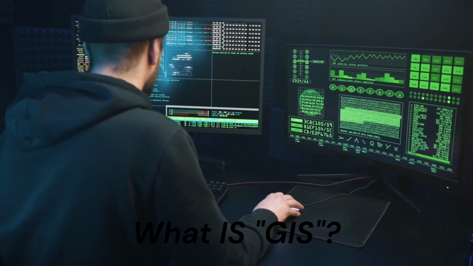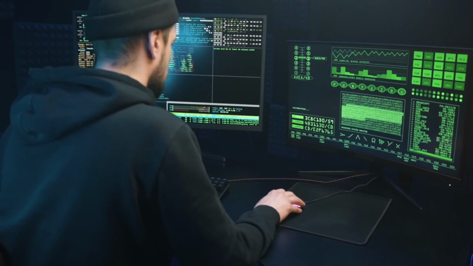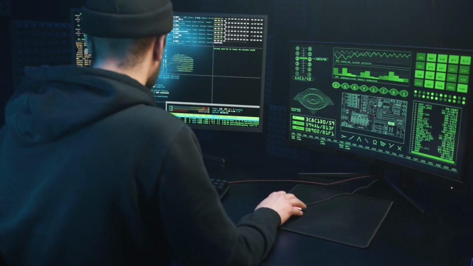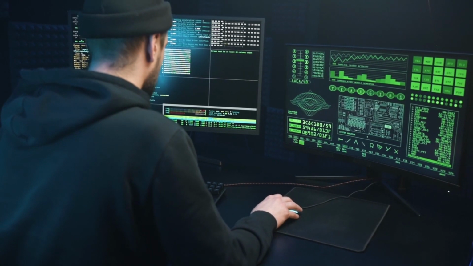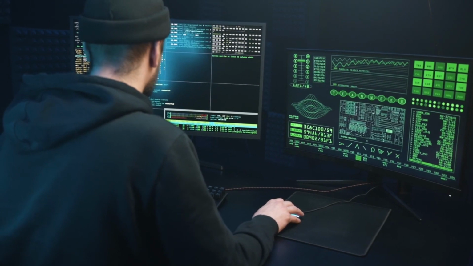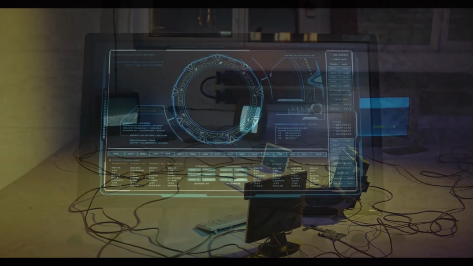What is GIS? A Geographic Information System, GIS, is a computer system for capturing, storing, checking, and displaying data related to positions on Earth's surface. By relating seemingly unrelated data, GIS can help individuals and organizations better understand spatial patterns and relationships.